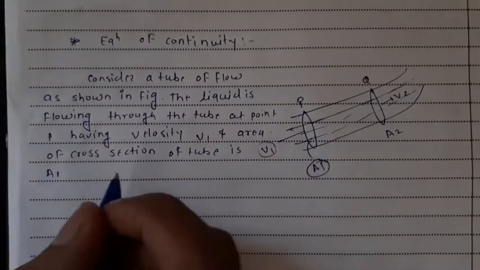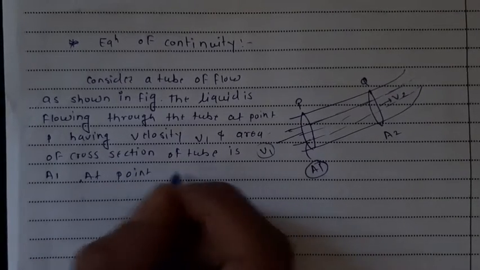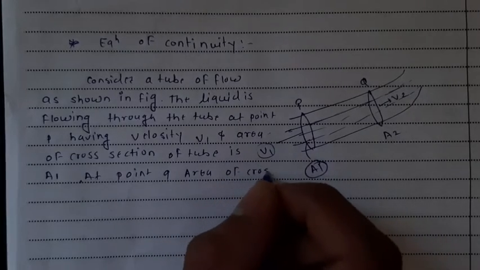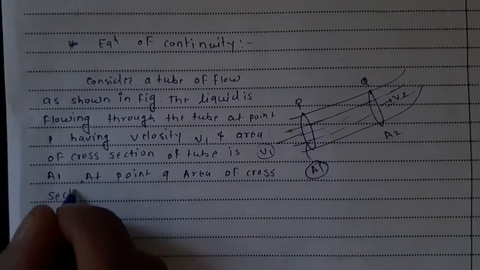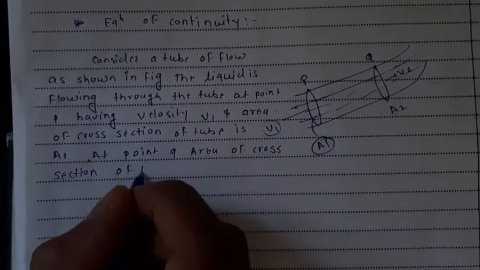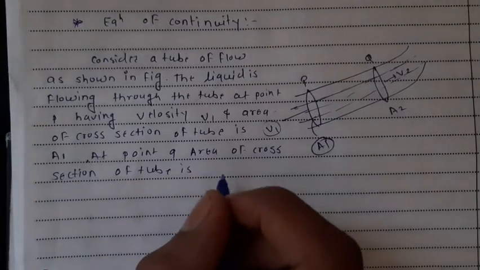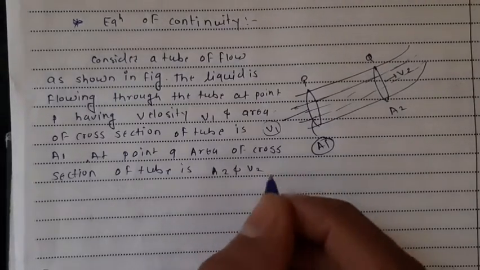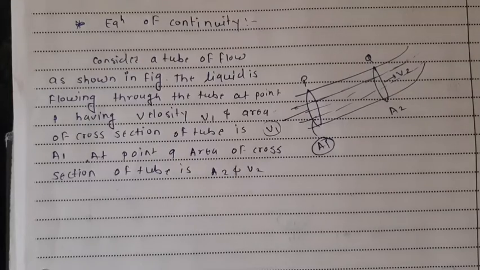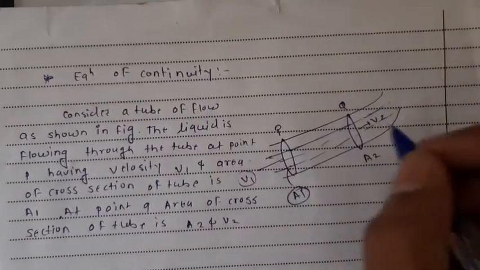Let at point Q the area of cross section of tube be A2 and velocity be V2. So what we are assuming is that at the point Q, the area of cross section is A2 and the velocity of the liquid is V2.